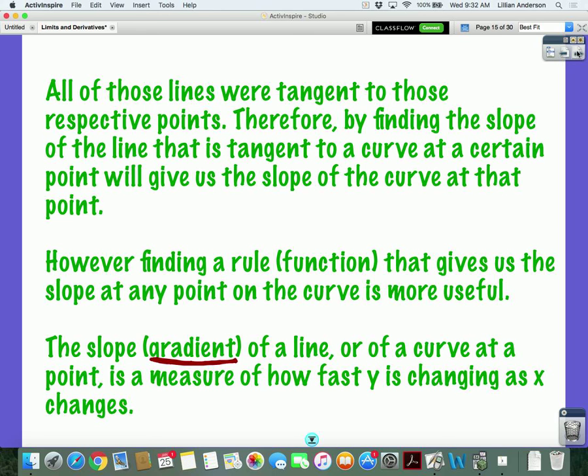Now, slope, also known as the gradient, which means slope basically, of a line or of a curve at a particular point is the measure of how fast y is changing as x changes. That's what slope is. When you're doing rise over run, how fast are you going up? How fast are you running over? That's basically what you're doing. You're figuring out how fast the y's are changing in comparison to the x's.